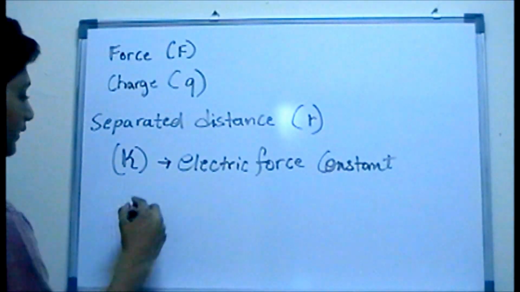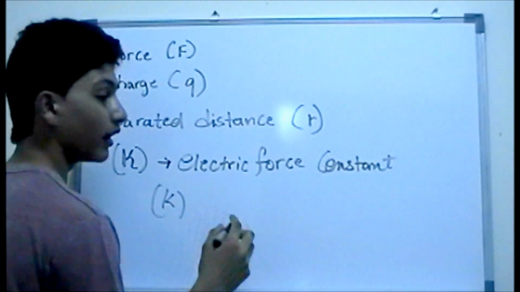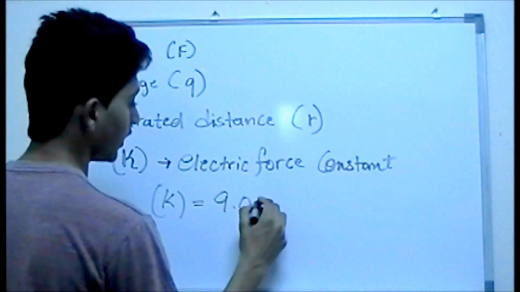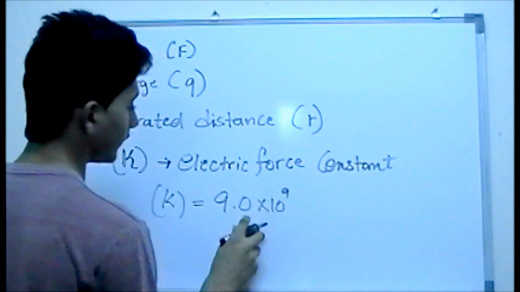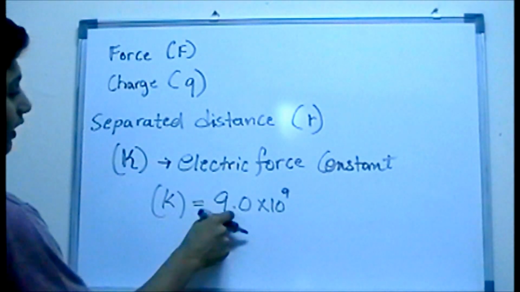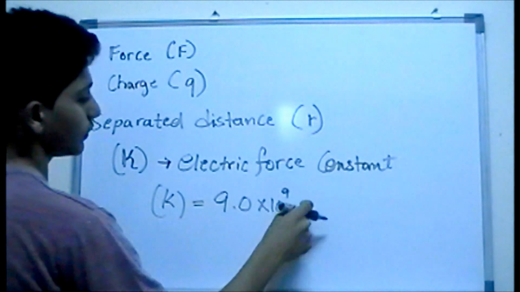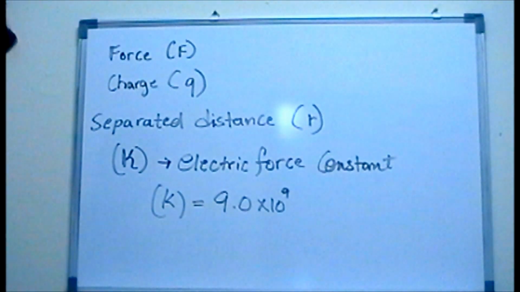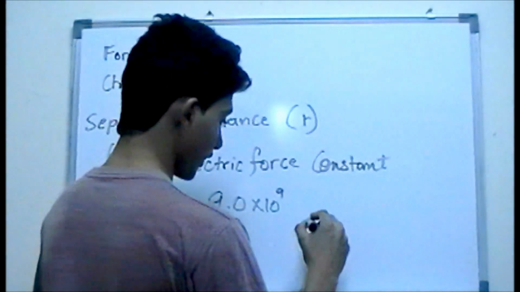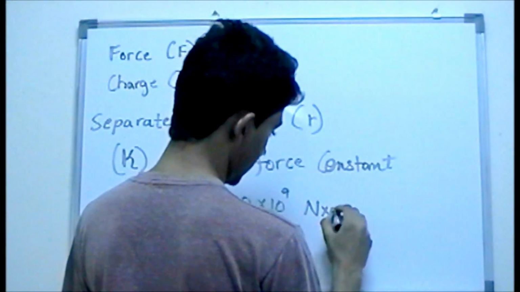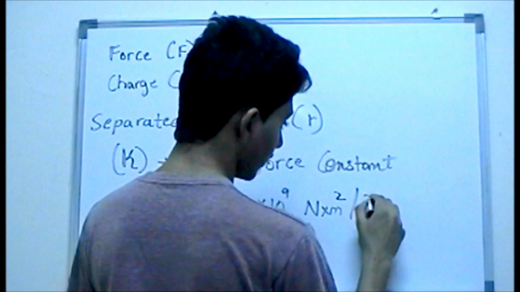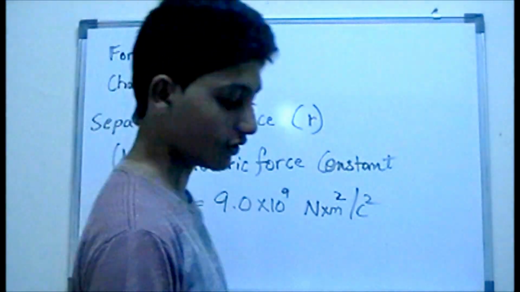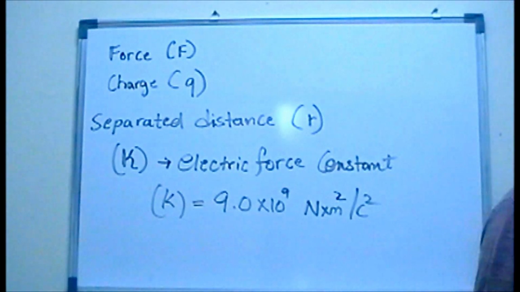And this is something you always need to remember: K is always equal to 9.0 times 10 raised to 9. This is easy to remember, because if you remember 9, the exponent is 9 as well. The units are newton times meter squared divided by coulomb squared. So this is what we need to know before we move on.